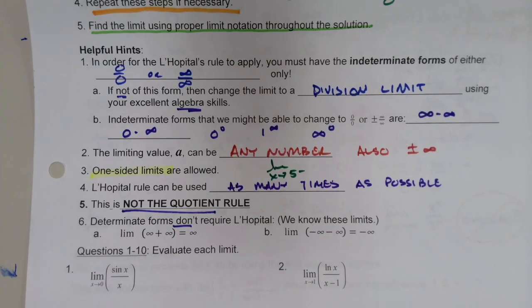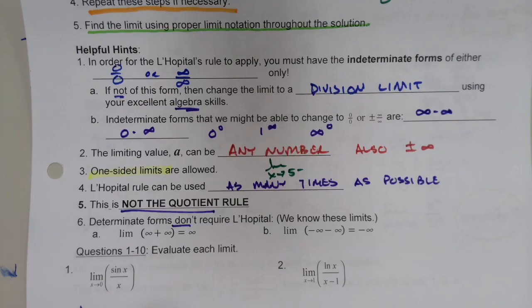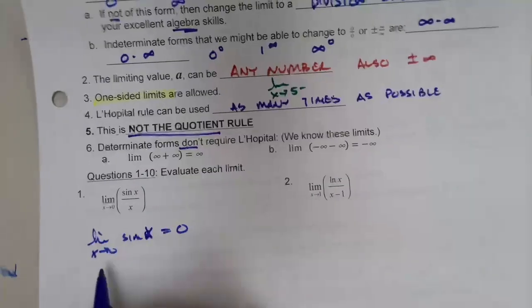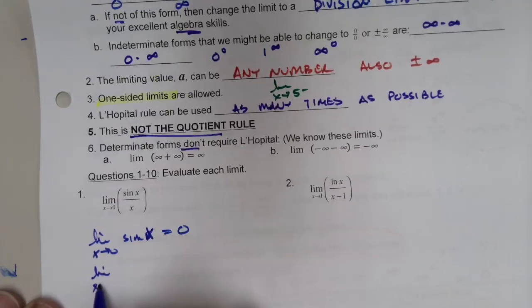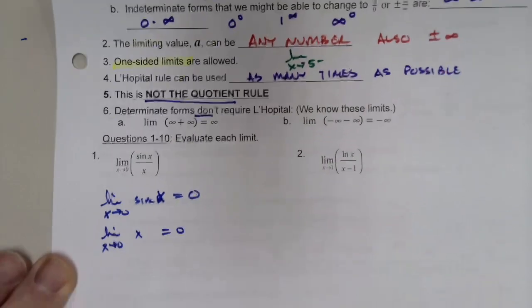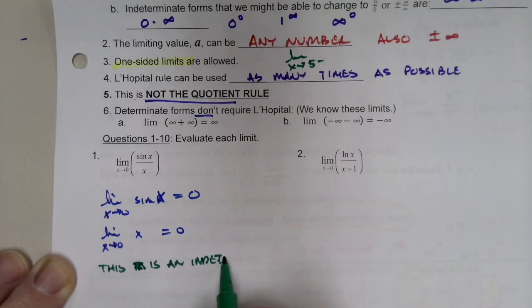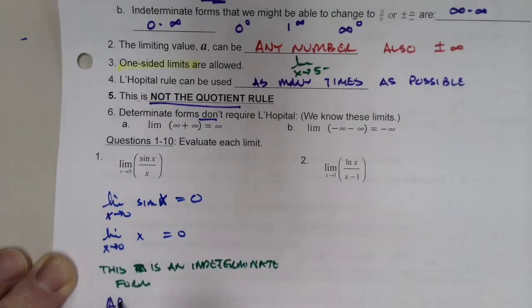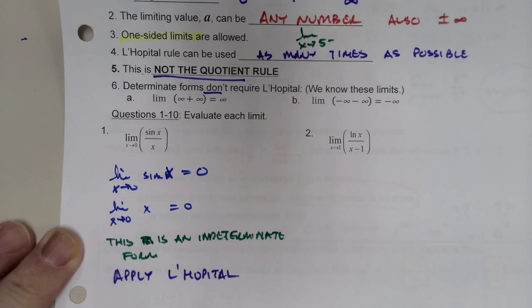All right, so our first one. In this case, if we evaluate the limit as x goes to 0 of sine of x, we're going to go to 0. If we also evaluate the limit as x goes to 0 of x, that will also be 0. Which now we can say this is an indeterminate form, and we can go ahead and apply L'Hopital. And I know it looks like La Hospital, but there is no S in L'Hopital.